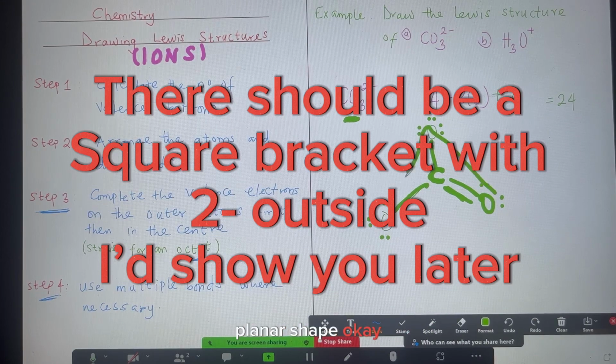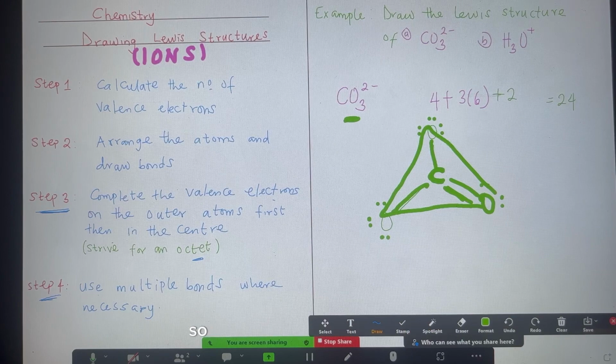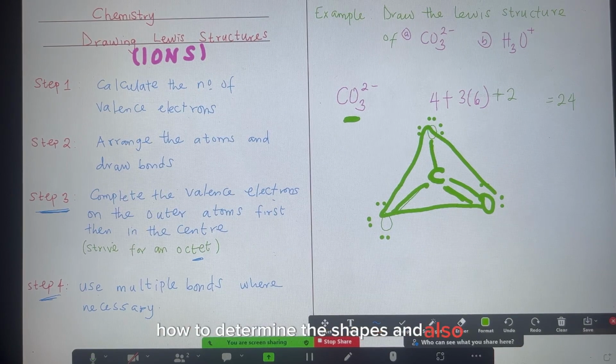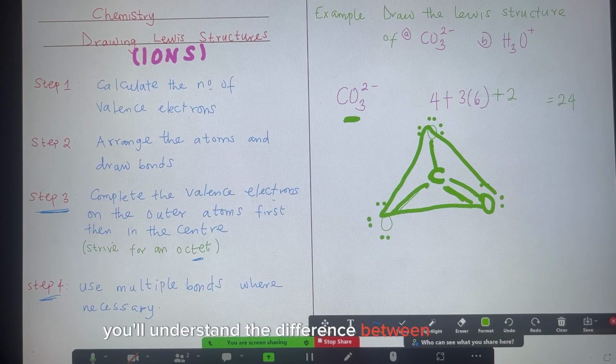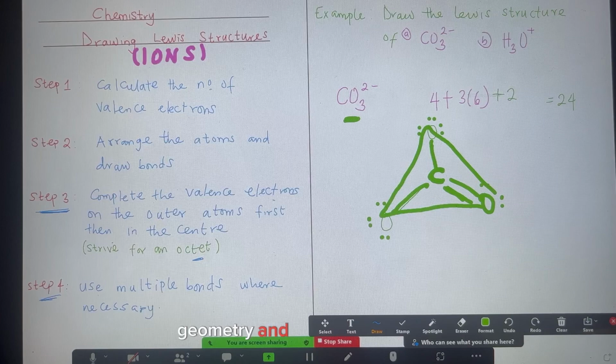shape. Okay, we'll deal with shapes in depth later on, so you're going to understand how to determine the shapes, and also you will understand the difference between molecular geometry and electron geometry. Those are likely questions, so we're going to deal with that in subsequent videos. All right, so have fun, guys. We're going to head over to H3O plus next.